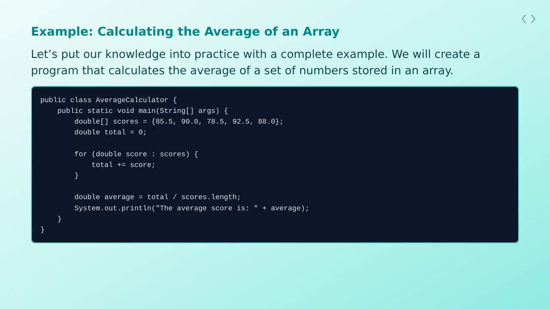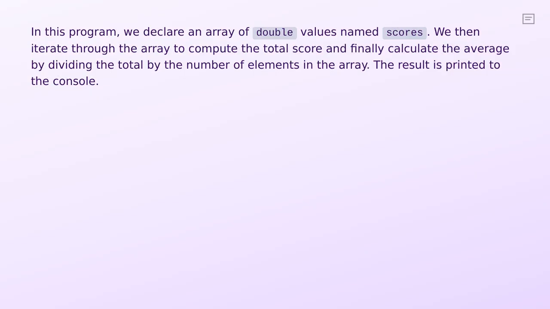This section covers an example: calculating the average of an array. Let's put our knowledge into practice with a complete example. We will create a program that calculates the average of a set of numbers stored in an array. Review the class shown on screen and how its members are organized. In this program, we declare an array of double values named scores. We then iterate through the array to compute the total score and finally calculate the average by dividing the total by the number of elements in the array. The result is printed to the console.